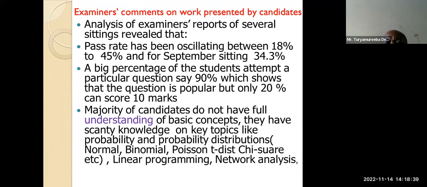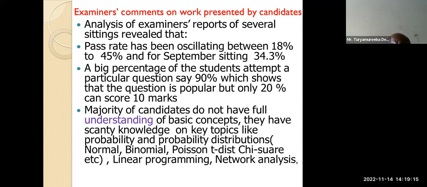A big percentage of the students attempt particular questions, say 90% will attempt. Go to the reports, you will find the examiner saying 90%, this question was popular. But what else do they add? They add that the 90% attempted, but they show you that although it was popular, only 20% could score like 10 marks. And yet the question is supposed to take 20 marks. Majority of candidates do not have full understanding of basic concepts.